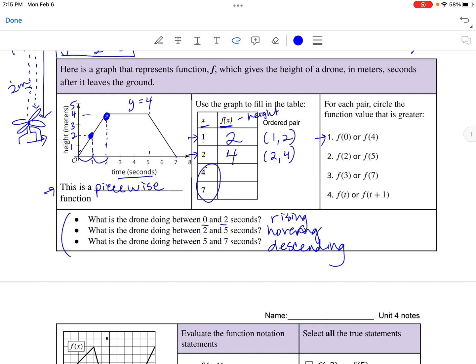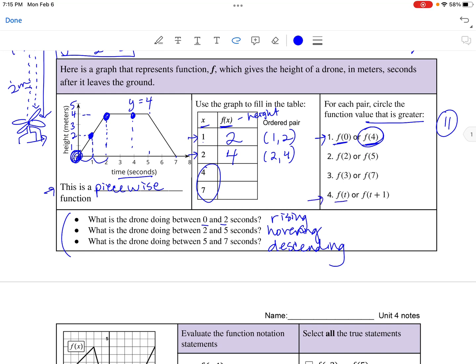Now you're going to answer these questions. We can compare the outputs. Which is greater, f of 0 or f of 4? Well, f of 0 is 0. At 0 seconds, it's on the ground. And f of 4, in this particular function, is 4. It's 4 meters above the ground, so f of 4 is greater. So pause the video and do these other ones on your own. One of these I think is actually equal. The 2 things are equal.